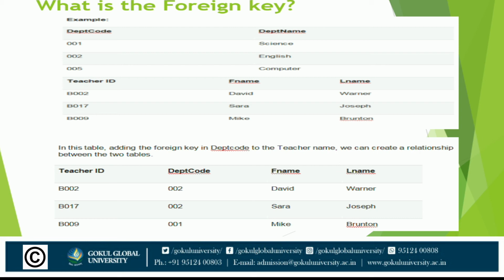In this example, we have two tables, teacher and department, in a school. However, there is no way to see which teacher works in which department. By adding the foreign key department code to the teacher name, we can create a relationship between the two tables, teacher and department. This concept is also known as referential integrity.